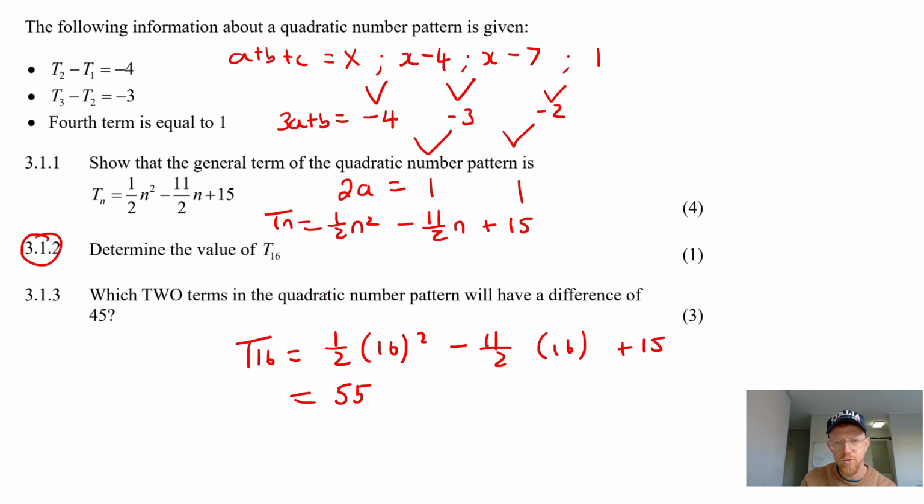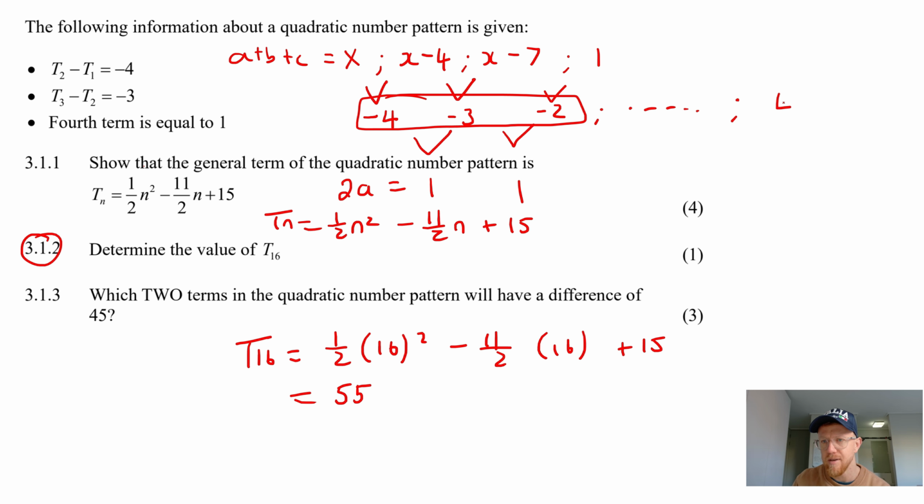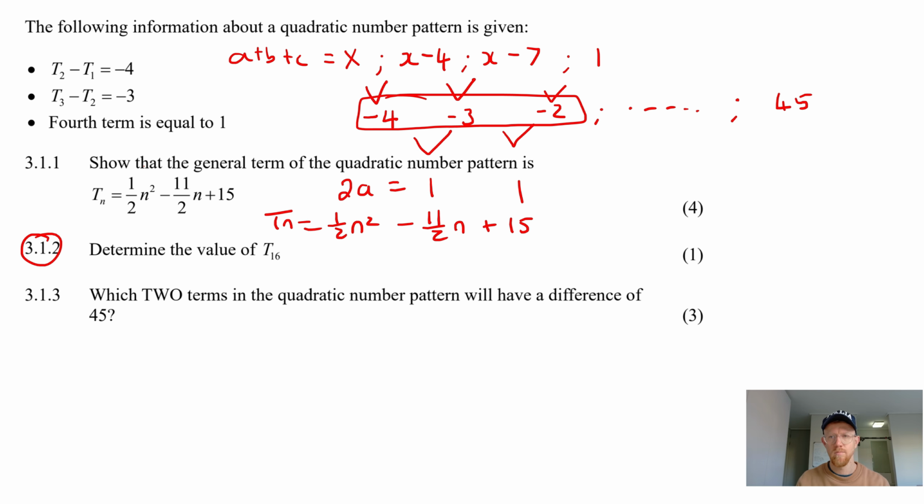This next one's pretty straightforward. It says, which two terms in the quadratic pattern will have a difference of 45? So remember that this line over here is your first differences, and that's what they're saying. They're pretty much saying, when in this pattern would we eventually have a number that is going to be 45? Now, there's two ways to do this, whether you want to use more of a grade 11 approach or more of the grade 12 approach.